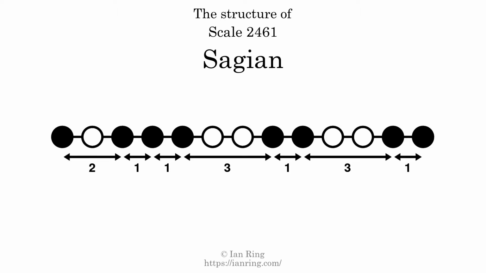The structure of a scale is a description of the interval distance between each successive tone. This scale has a structure of 2, 1, 1, 3, 3, 1, 1.